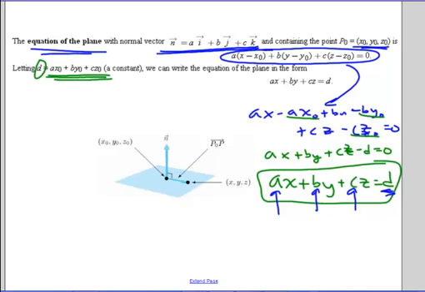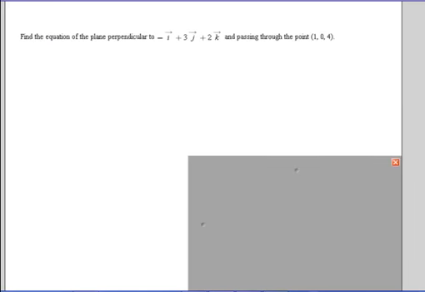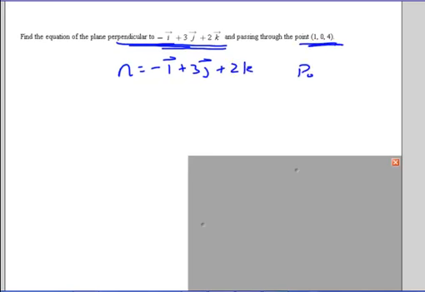Okay, so now we'll look at an example of this. In the next example, we're going to be given a normal vector. So we've got our normal vector here, and listen to the language. It says find the equation of the plane that's perpendicular to this vector. So therefore we know that the normal vector is negative i plus 3j plus 2k, and we're going through the point 1, 0, 4. So the equation for the plane, if we dot them, well, we don't even really need to dot them because we can just use our formula.